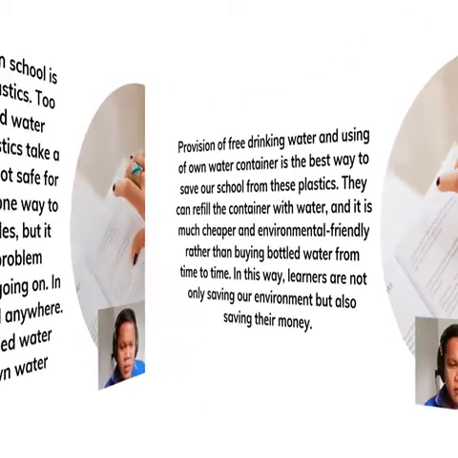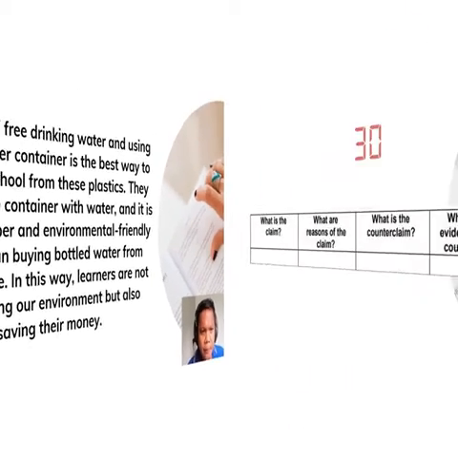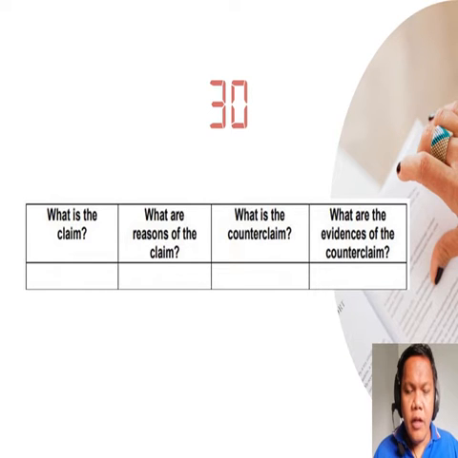In school, plastic bottles are found anywhere. Most of the learners buy bottled water rather than bringing their own water containers. Provision of free drinking water and using of our own water container is the best way to save our school from these plastics. They can refill the container with water, and it's much cheaper and environmental friendly rather than buying bottled water from time to time. In this way, learners are not only saving our environment, but also saving their money.